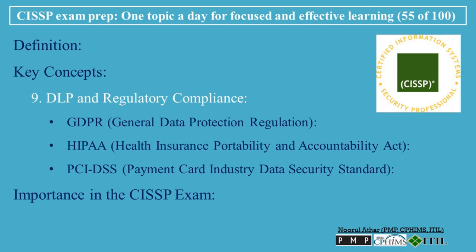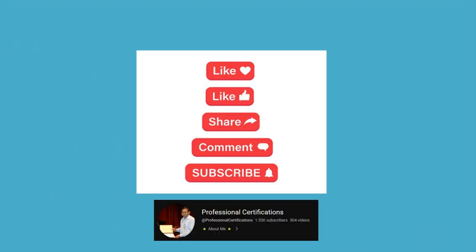Real-world example: a financial services company uses DLP to protect customer financial data and ensure compliance with PCI-DSS. The DLP solution monitors emails, file transfers, and network traffic, preventing unauthorized employees from sending credit card information or sensitive customer data outside the organization.